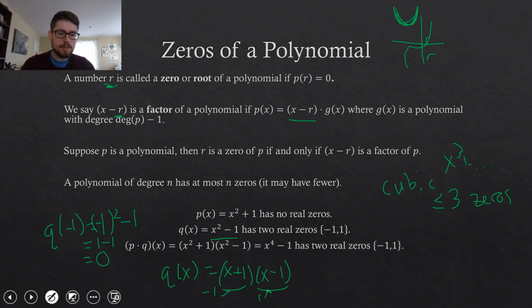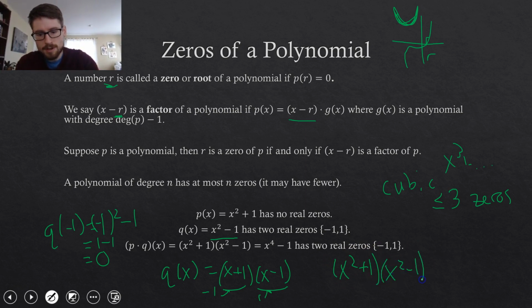If you were to multiply p and q together, you'd find that it also has 2 real zeros. P times q would be x squared plus 1 times x squared minus 1, which if you distributed it out, would be x to the 4th minus 1. I'll just walk through that distributing. You have x to the 4th, and you have negative x squared, and then positive x squared, and then negative 1. So these middle terms cancel, and you get x to the 4th minus 1.